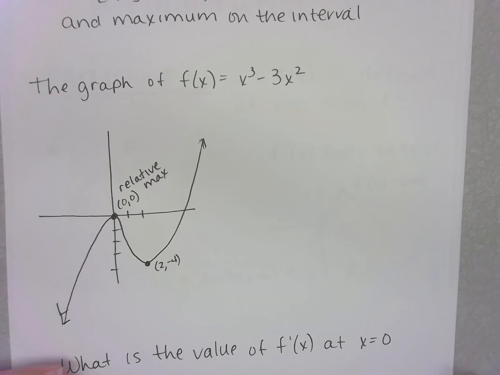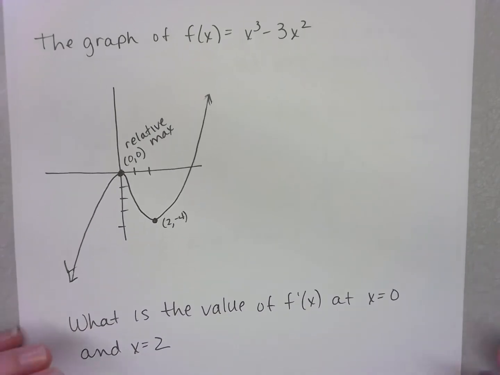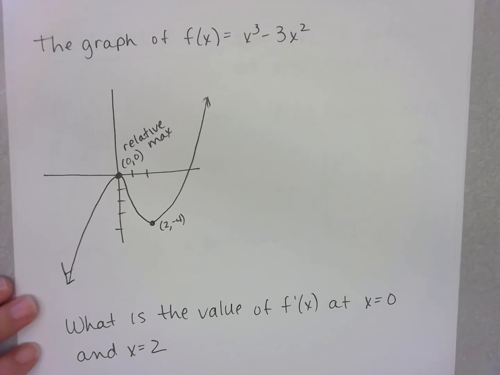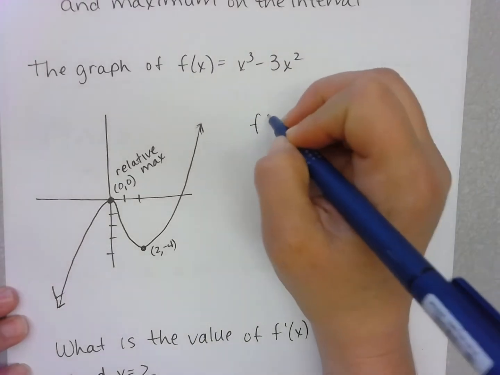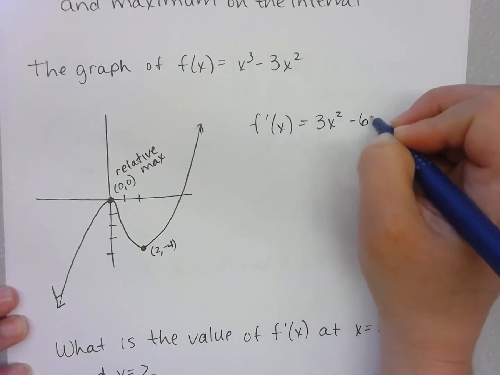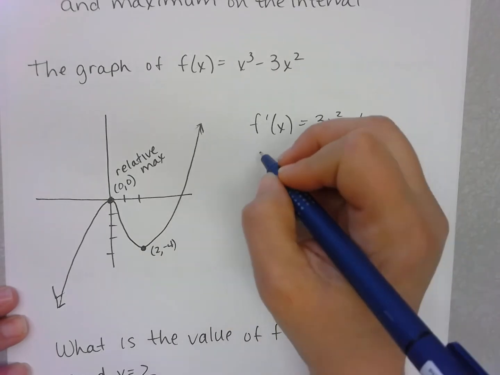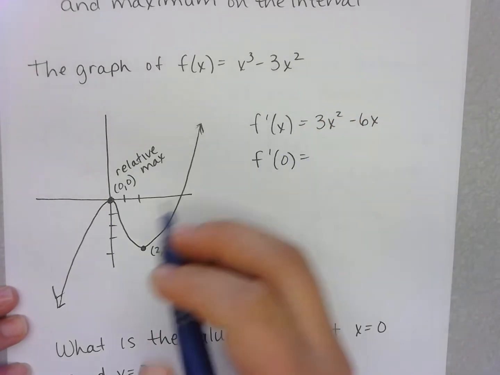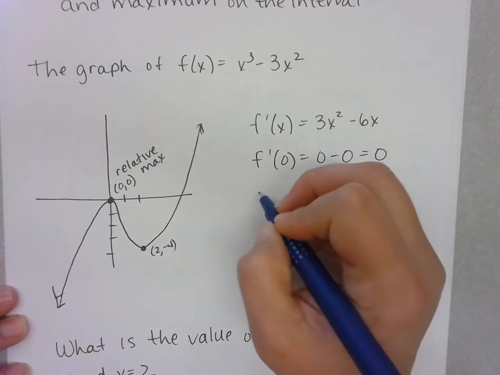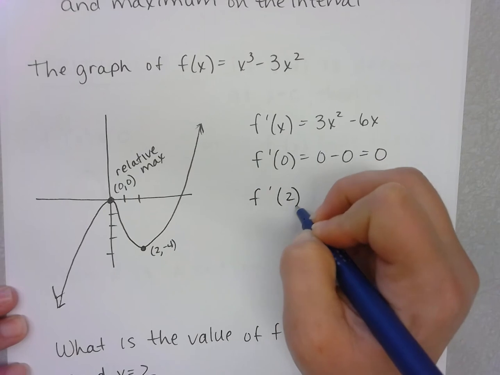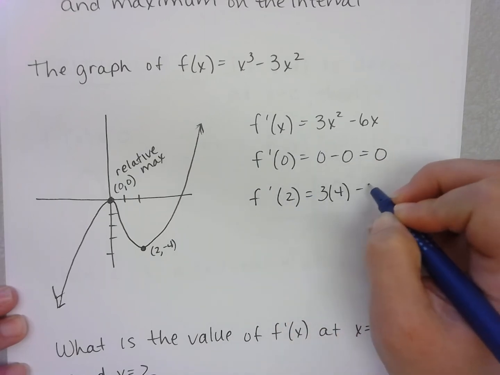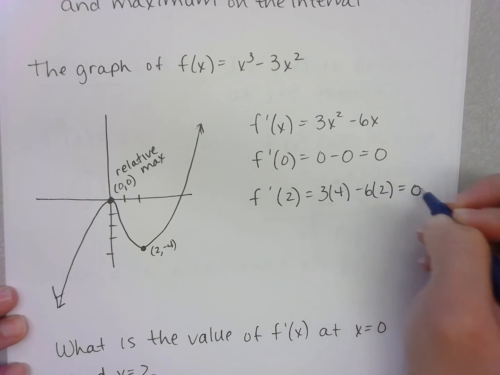I want us to demonstrate something here for a second. I want to investigate what the value of f prime of x is at x equals 0 and x equals 2. So let's find f prime first. We can just use our power rule here, which gives 3x squared minus 6x. If I plug in 0, f prime of 0 is 0 minus 0, which is 0. And f prime of 2: I put that in, I get 3 times 4 minus 6 times 2, which gives me 0 as well.